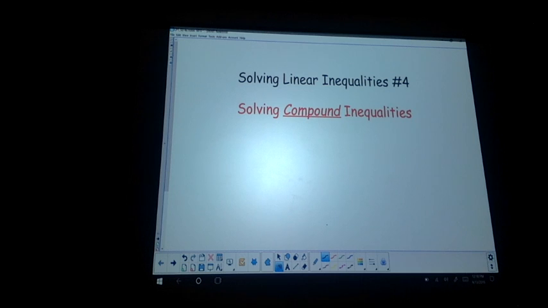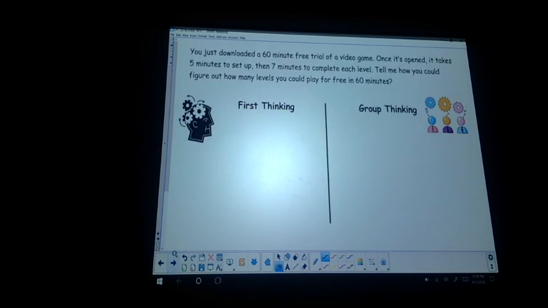All right, we're going to talk about compound inequalities, is that okay? And yes, indeed, you do have a quiz tomorrow. So let's take a look at this real life application.